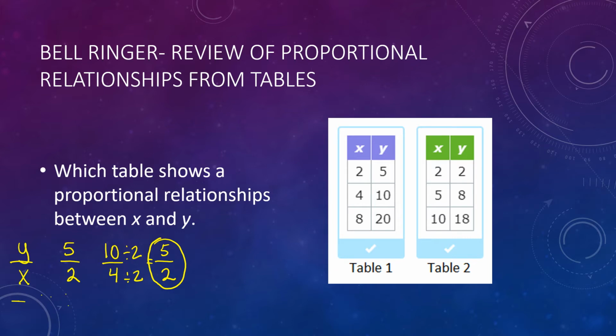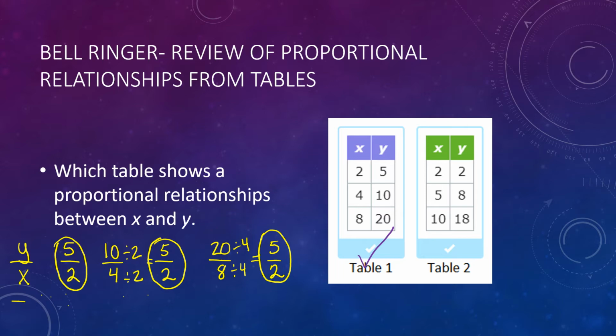And then let's check the last one in table 1. We have the y value of 20 over the x value of 8. And those can be simplified by dividing by 4. So 20 divided by 4 is 5, and 8 divided by 4 is 2, which also simplifies to 5 halves. So all three of our y over x values were 5 over 2. So that tells us that table 1 does have a proportional relationship.